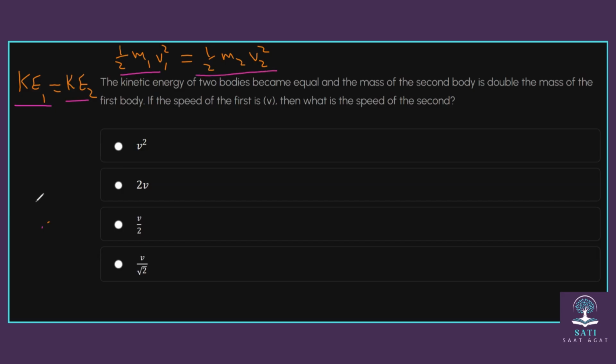Kinetic energy of the first object equals the kinetic energy of the second, with also the velocity of the second. Now we simplify. If we multiply both sides by 2, this half will cancel with this half. What is left is mass of body number 1 times its velocity squared equals mass number 2 times velocity of object 2 squared.